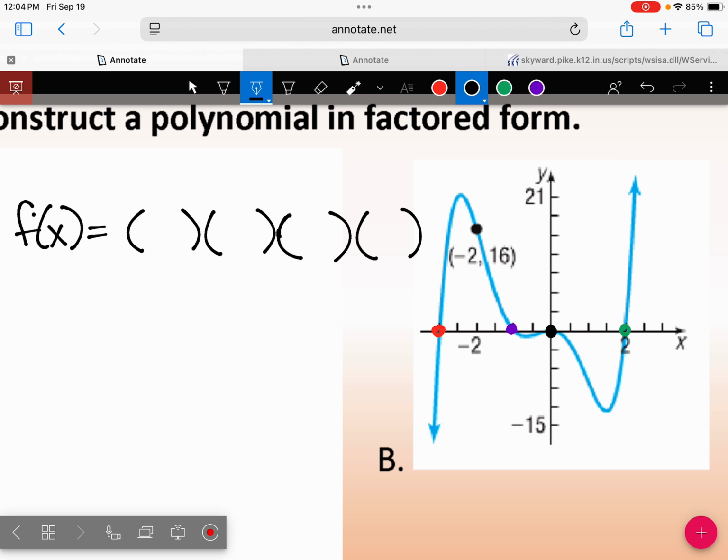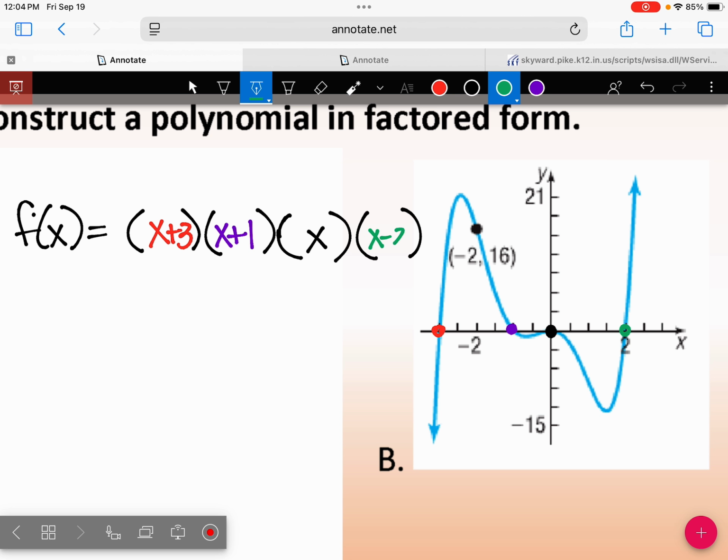Now this time the x-axis is counting by 1/2. So that red dot represents -3. So that would give me a factor of x plus 3. The purple dot represents -1. So that gives me a factor of x plus 1. The black dot is at 0. 0 does not have a sign, so that x is just all by itself. And then the positive 2 would have a factor of x minus 2.